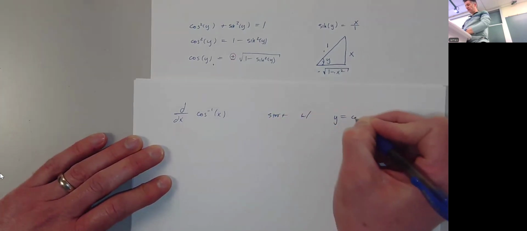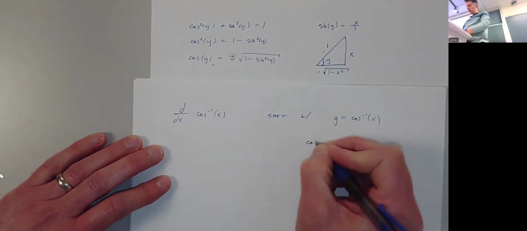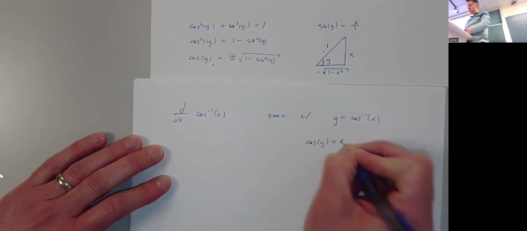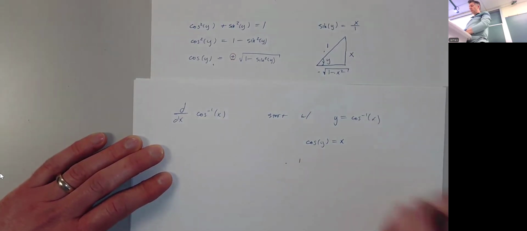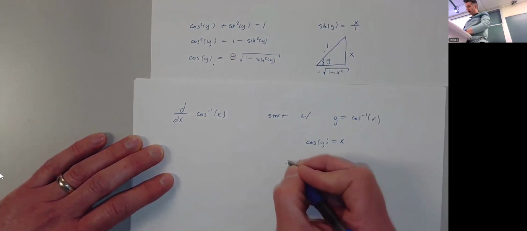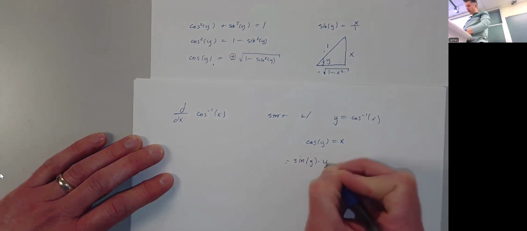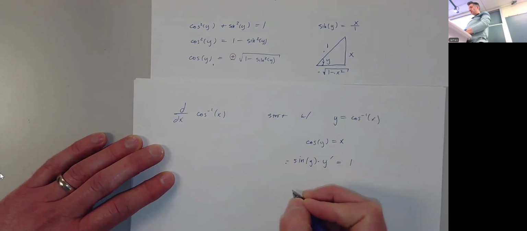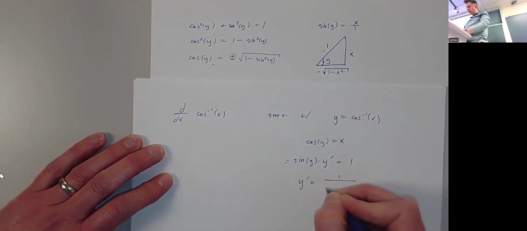y equal to the inverse cosine of x. I'm going to rewrite it as cosine of y equal to x. I'm going to differentiate both sides. I'm going to get 1. Sorry, I'm thinking logarithms here. I'm not going to get 1. I'm going to get negative sine of y times the derivative of y equal to 1. Solving for y prime is going to equal 1 divided by negative sine of y.